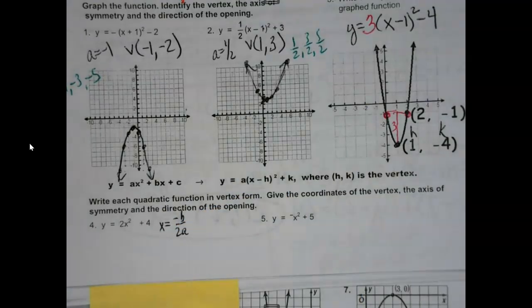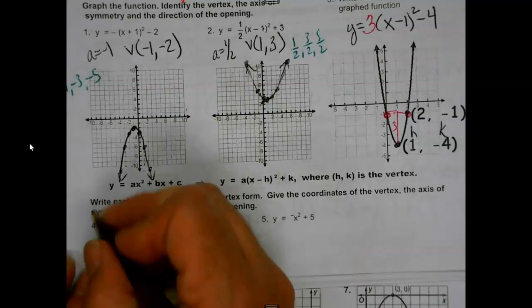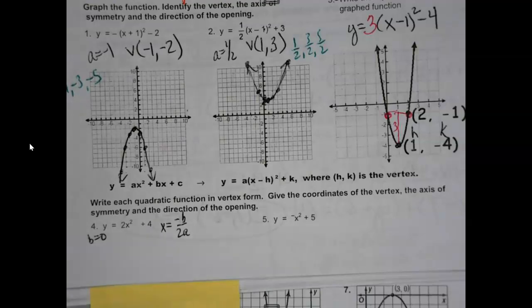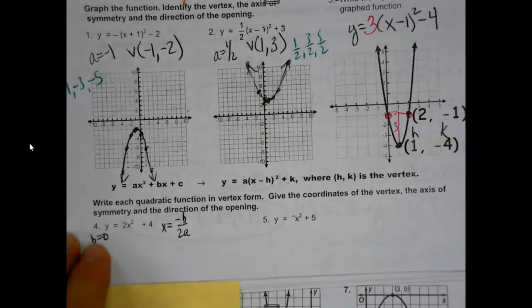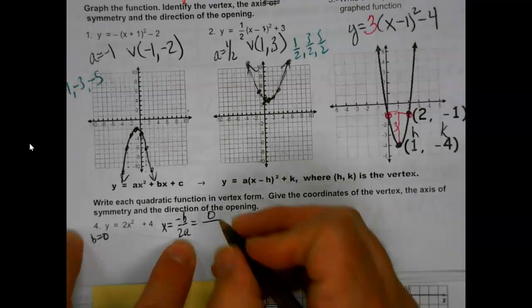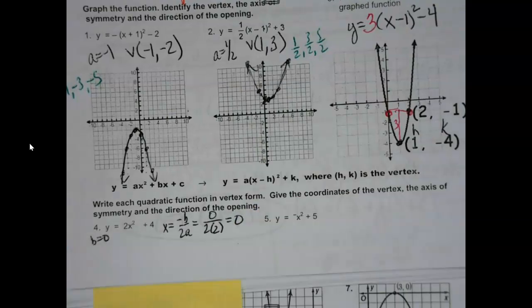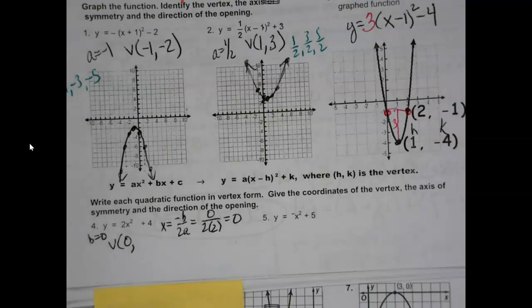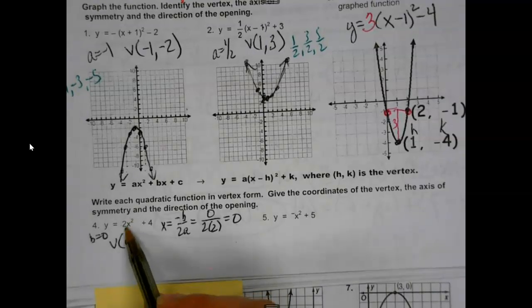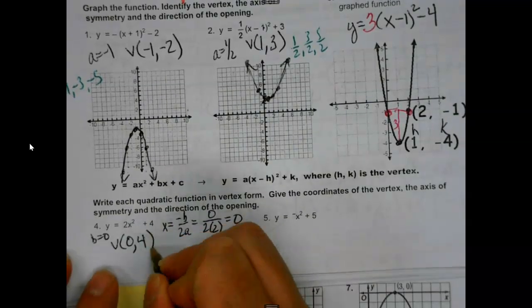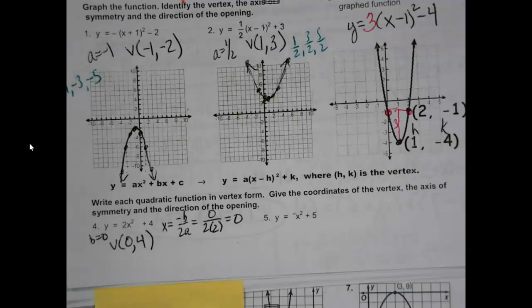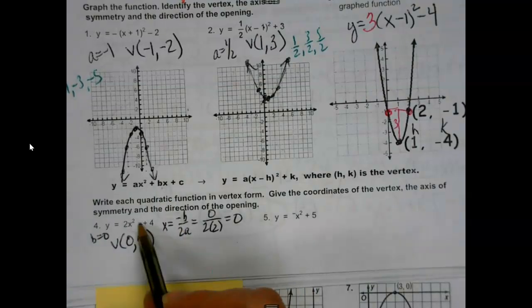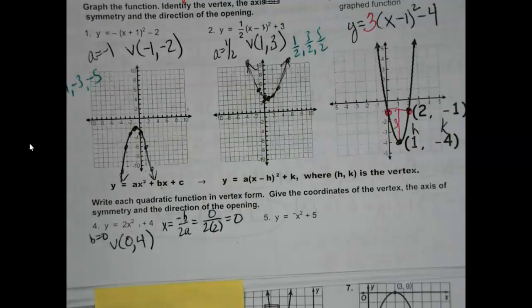Ooh, what's the b value on number 4? Nice. The b value is 0 because there is no x term. So if the b value is 0, 0 divided by, I don't even care what this is really, is 0. So my vertex, if you plug in 0 for x, 2 times 0 squared is still 0, plus 4 is 4. Where do we normally find b? It's the number in front of x, and we don't have a regular x term here.